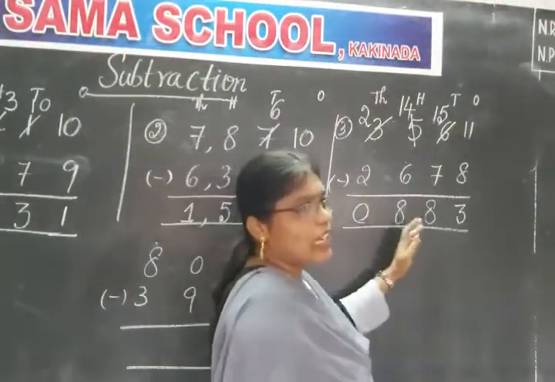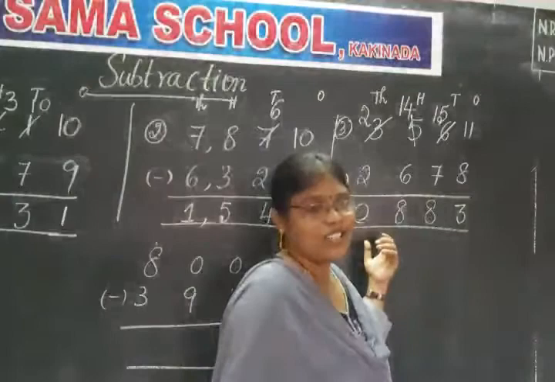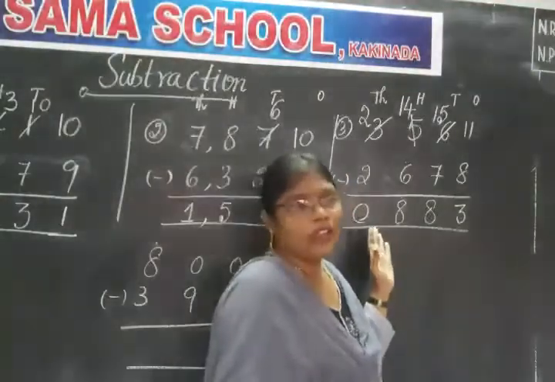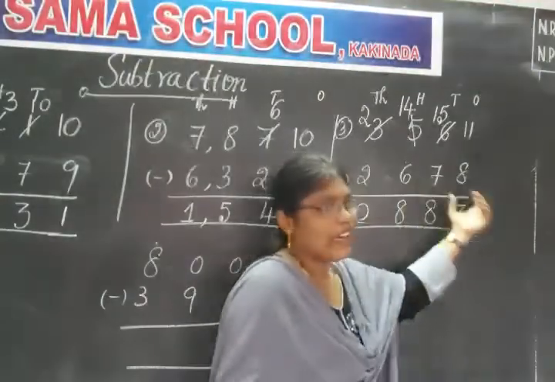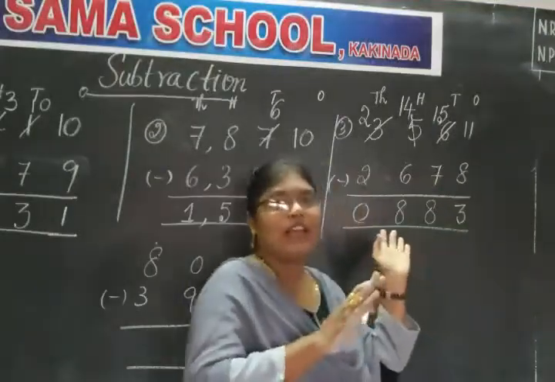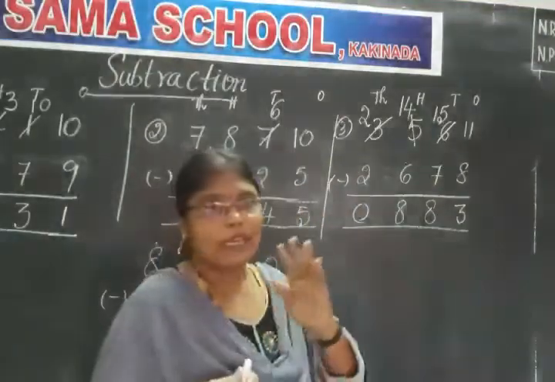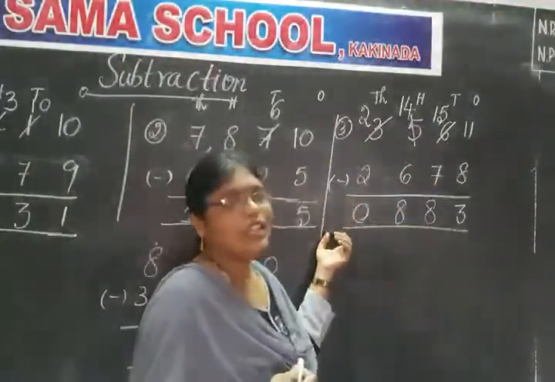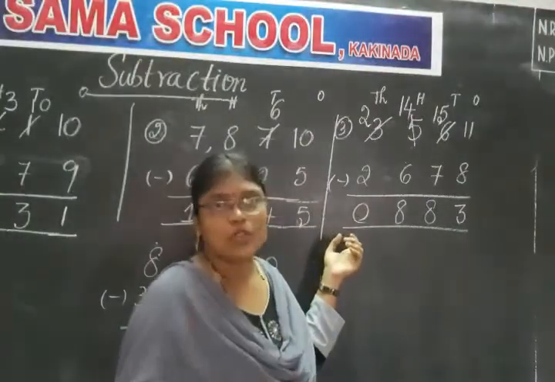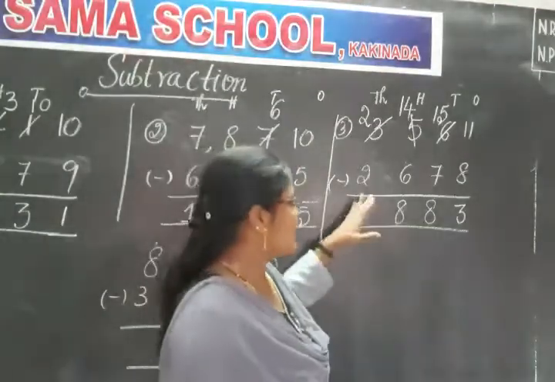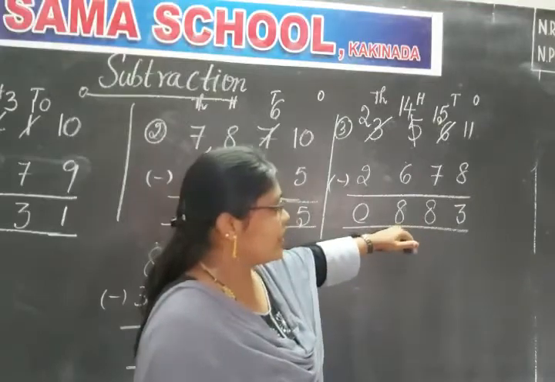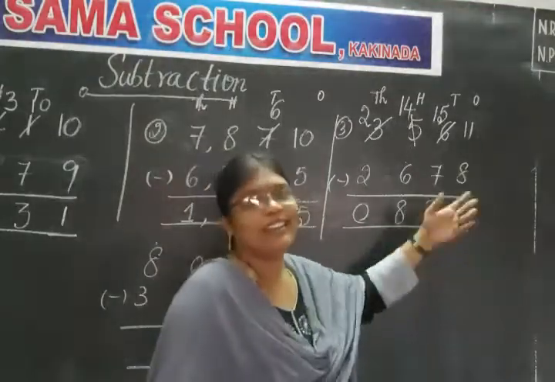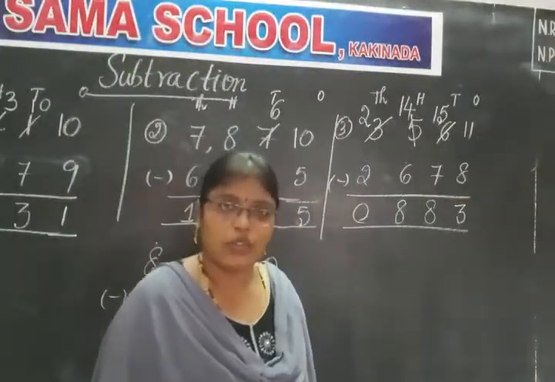So to the left-hand side 0, there is no value. When 0 is placed to the right of the number, then the value of the digit increases. But if 0 is to the left of any number, there is no value. So you can simply say the difference is 883. Okay children, do you understand?